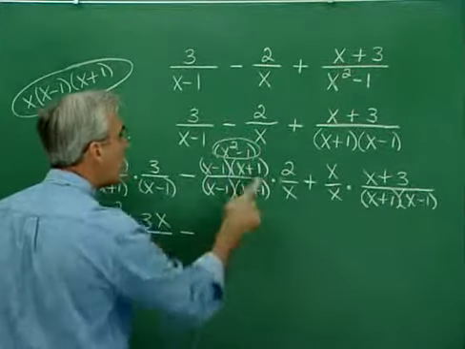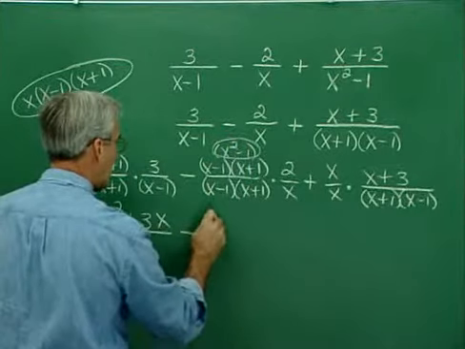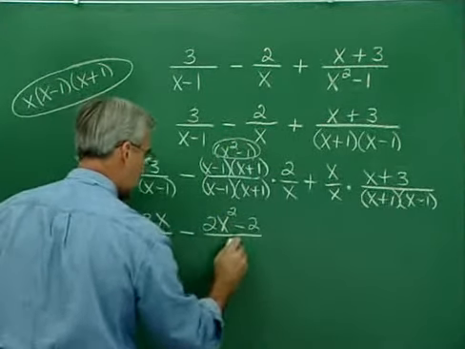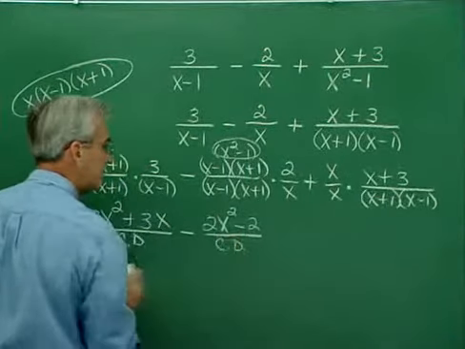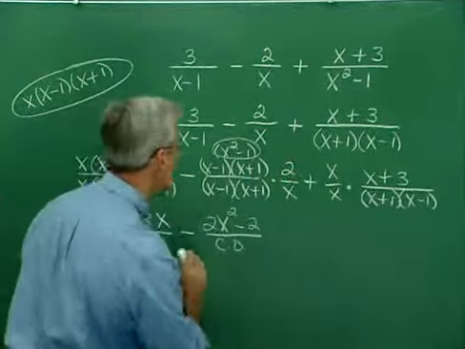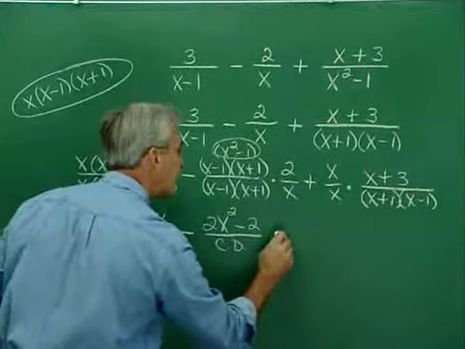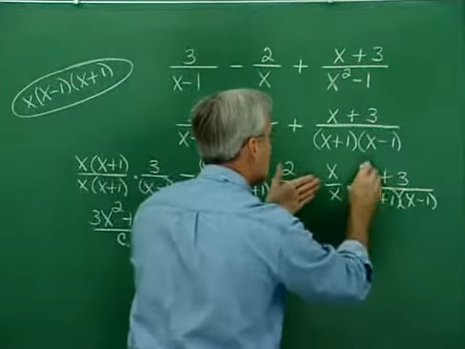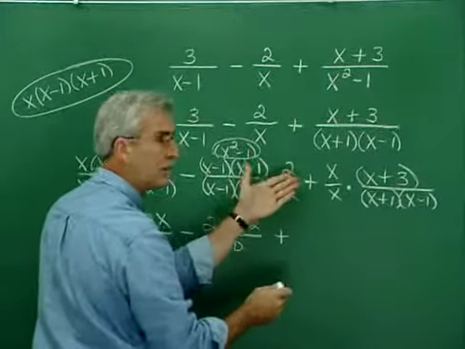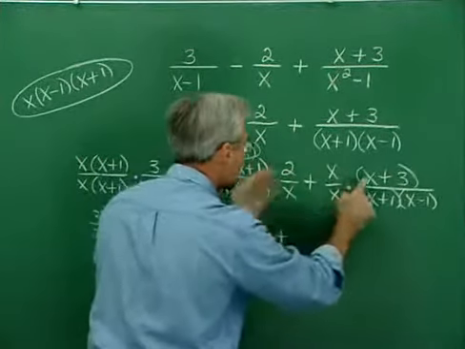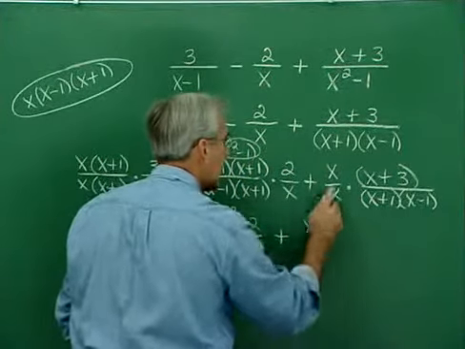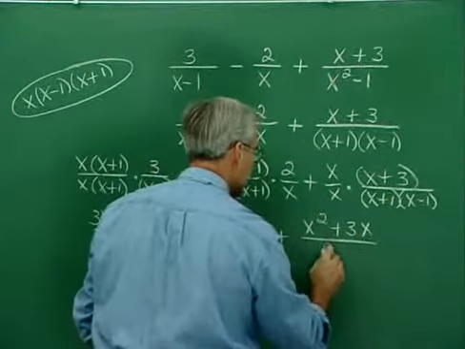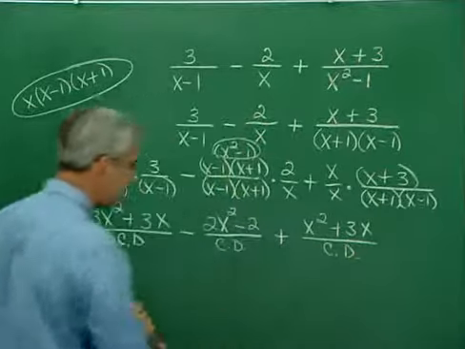You see right here, 2 times x squared minus 1 is 2x squared minus 2 over our common denominator. And then we march over here, plus, and now I'm thinking x over x times all of this. Parenthesis will help us with the multiplication in the numerator. x times x, x squared, and x times 3, 3x. All over the common denominator.